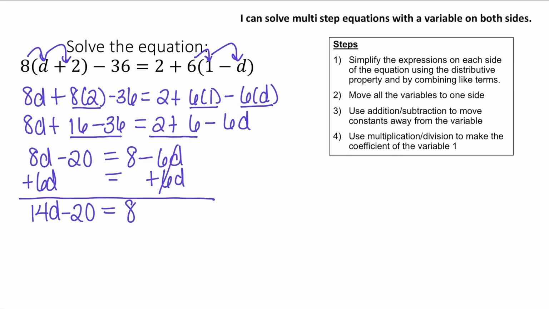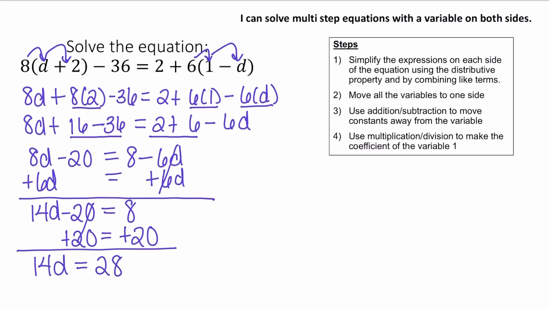So now I need to add 20 to both sides to undo that minus 20. So when I do that, I get 14d, minus 20 and plus 20 will cancel, and 8 plus 20 will give me 28. Now I need to divide both sides by 14 to isolate the variable, and that is going to give me d equals 28 divided by 14, which is 2.